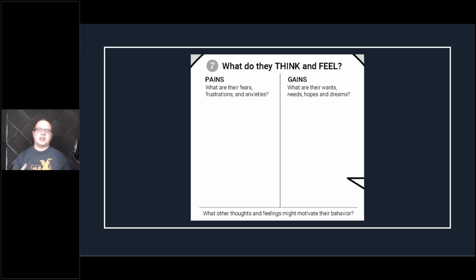We can observe their behavior. But step 7 is where we get to true empathy, which is where we get into what are their fears, frustrations, anxieties, wants, needs, hopes, dreams. We get into all these things that are very intrinsic, very personal, things that are hard to nail down. I'm not going to say this is an easy process, but it gets into the meat of who they are and what they want out of their life. There's also a section for other thoughts and feelings that might motivate their behaviors as well.